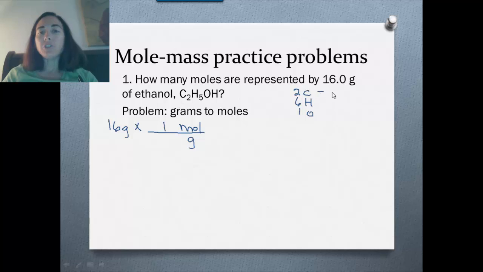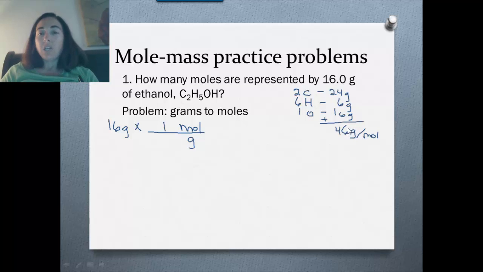Each carbon is 12, so that's a total of 24 grams of mass from carbon. Each hydrogen is 1 gram from the periodic table, so that's a total of 6 grams. And each oxygen is 16 grams. There's only 1 of those. So add all that together, and I get 46 grams per mole is the molar mass for ethanol.